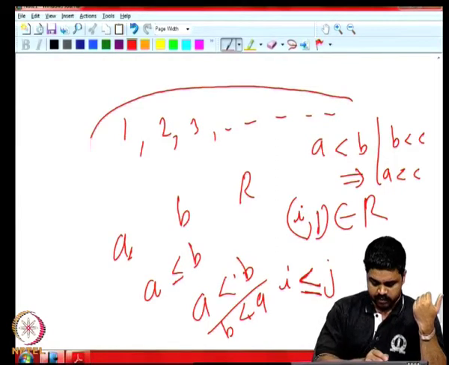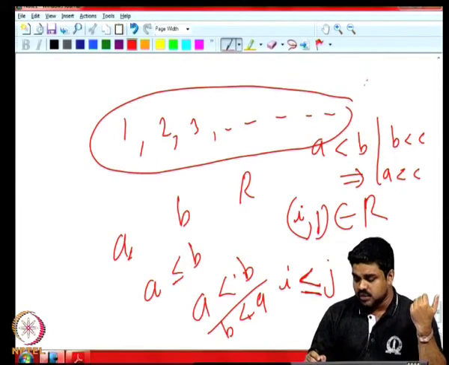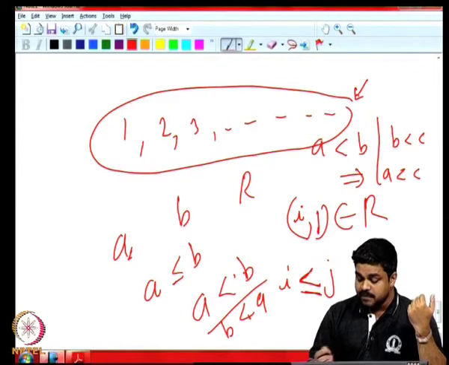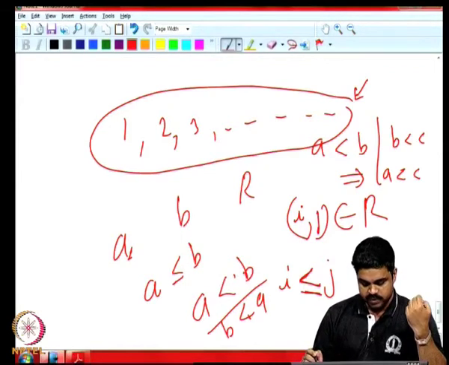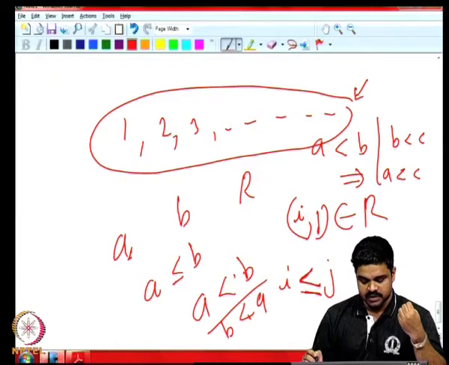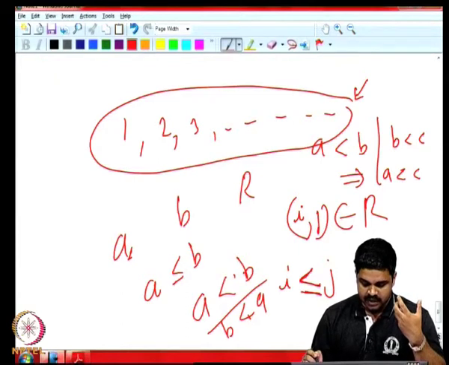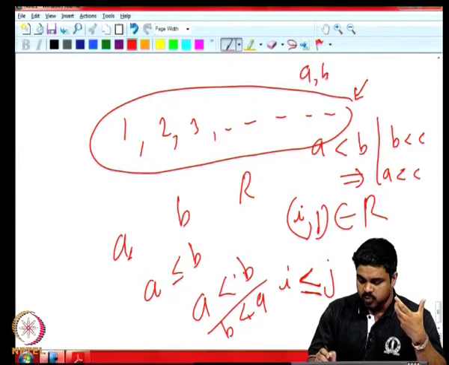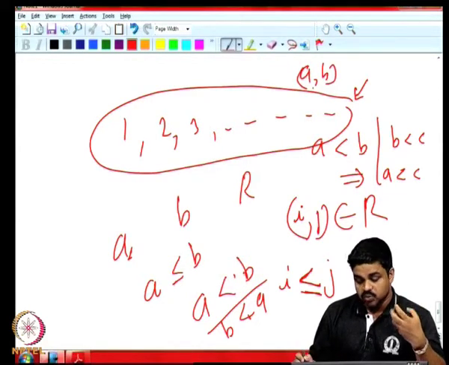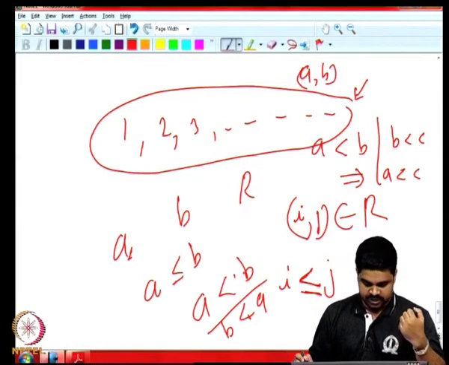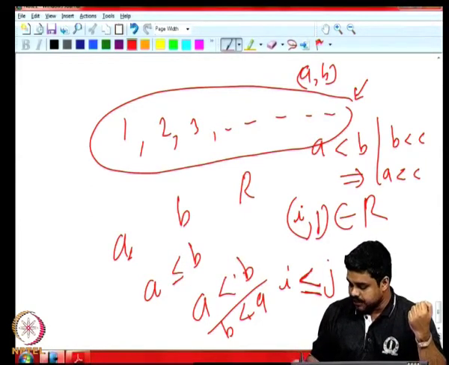Actually, it is a total order, because a partial order is called a total order when every pair is comparable. Between every pair, the relation is valid. Either A comma B belongs to the relation or B comma A belongs to it. It is never true that neither A comma B nor B comma A belongs to the relation, right?